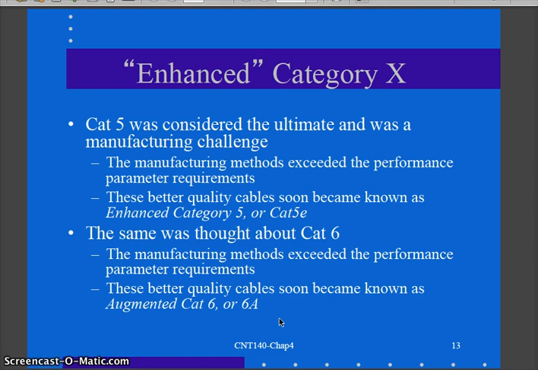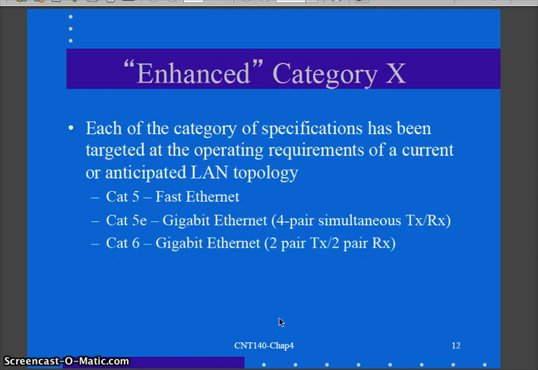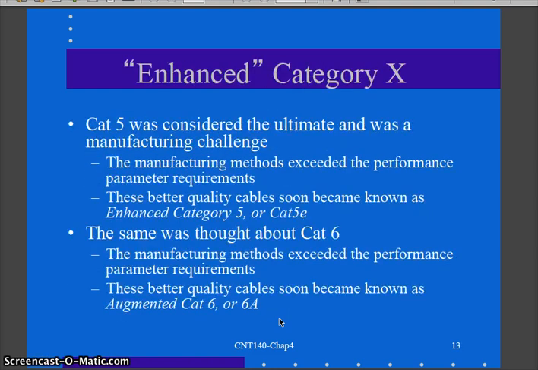they figured it was... oops, I think I jumped ahead of myself here. Actually, no, that's where I need to be. The manufacturing methods exceeded the performance parameters so well that it was even better than 5. So they said, well, this is enhanced. It actually handles more bandwidth than we thought it was going to. So they created the 5E.